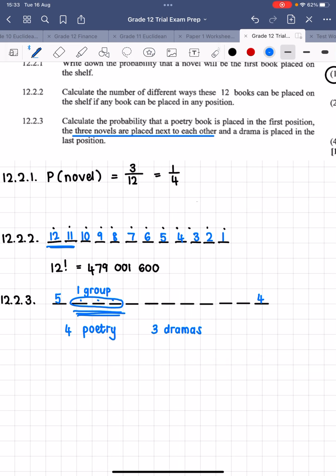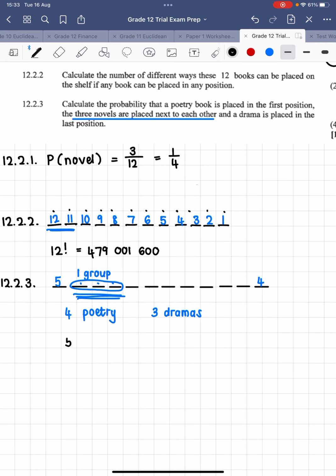So when we are going to calculate the number of different ways in which these books can be arranged on the shelf, we are going to say 5, because there are 5 options for the first space, times 4, because there are 4 options for the last space. Then we're going to say how many movable objects are left. Well, we have 4 poetry books, 3 drama books, and then 1 group of novels that cannot be separated. So 4 plus 3 is 7 plus 1 is 8. So there are actually 8 movable objects that can be arranged in these last 10 spaces.